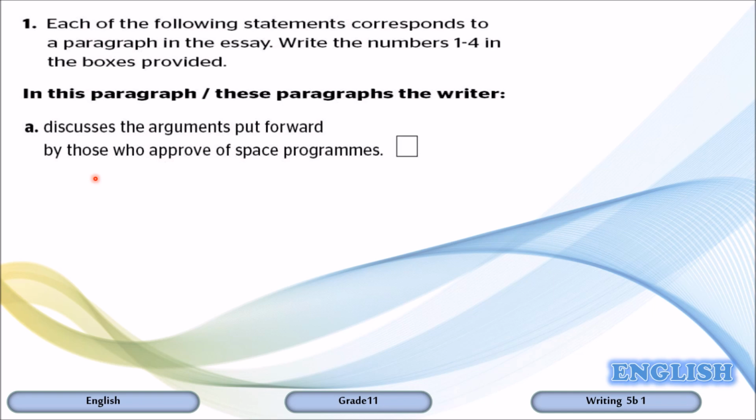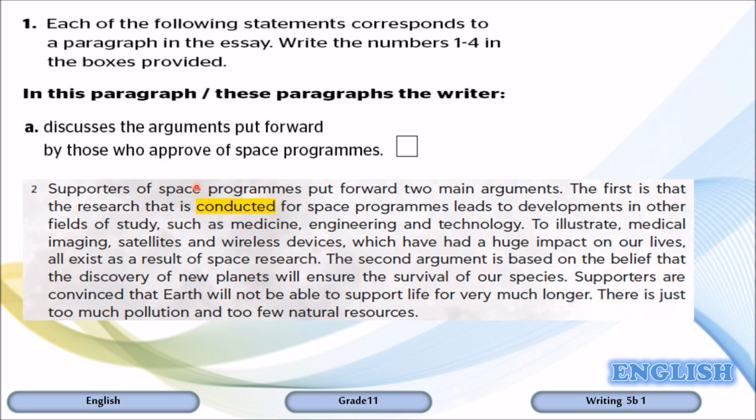Okay, my dear students, have you read the essay? Good. Now, in this task, you are going to write the number of each paragraph or paragraphs that corresponds to the following statements. Look at statement A. In which paragraph or paragraphs the writer discusses the arguments put forward by those who approve space programs. When I say approve, they are in favor of space programs. Have you got an idea? Excellent. Paragraph 2.